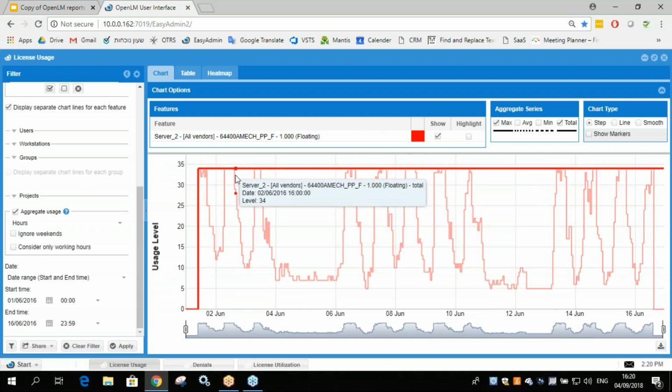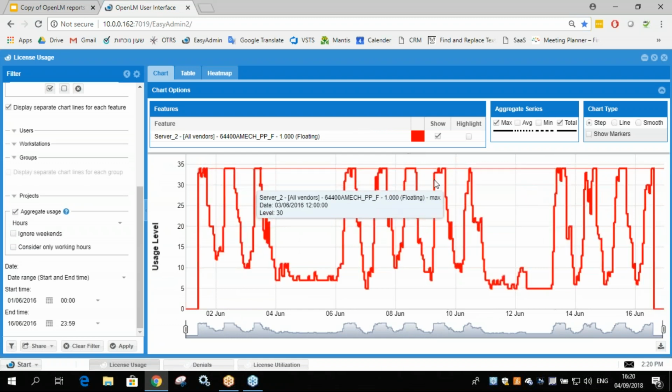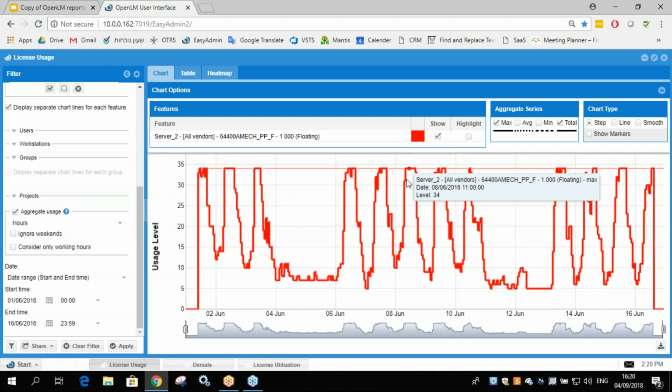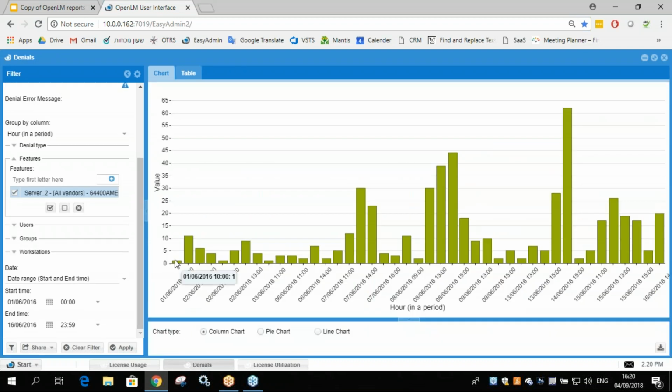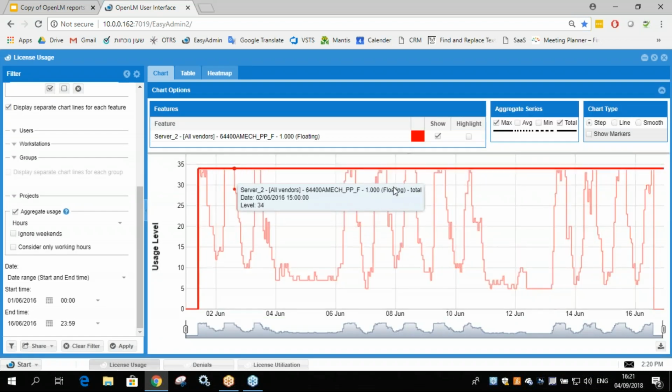Now, again, we see it's being maxed out. So we go to the denials report, and we can see, whoa, it was maxed out a whole lot. Like on this day, 11, then 6, then 4, then 1, then 5, then 9. Like every day I had like 30 denials, I had 44 denials, I had 62 denials at a certain hour, on a certain day. That's a lot. But still you can't understand, well, that's a lot. Yeah, but how many licenses do I need then?